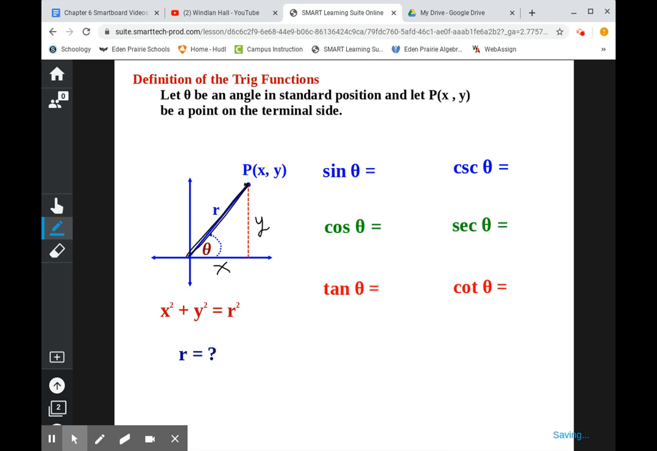So we used to say the radius of the unit circle was 1, but now let's say the radius of the circle is not 1. It's now a measure of what r is. Okay, so we'll be finding that.